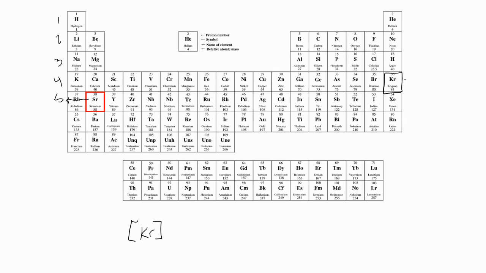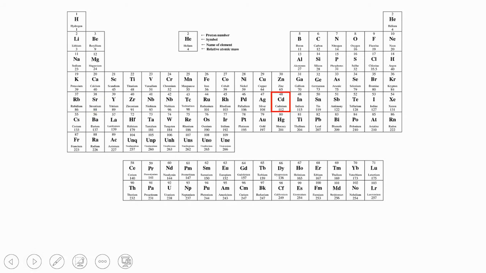So if we're starting to read from here, we're at the end, and we're just going to go down to the next level, and we can see that the next level is this level. So we're on the 5th level, we're in the S block, and we've got 5s1, 5s2, and that's it. So much easier than writing out the full configuration.